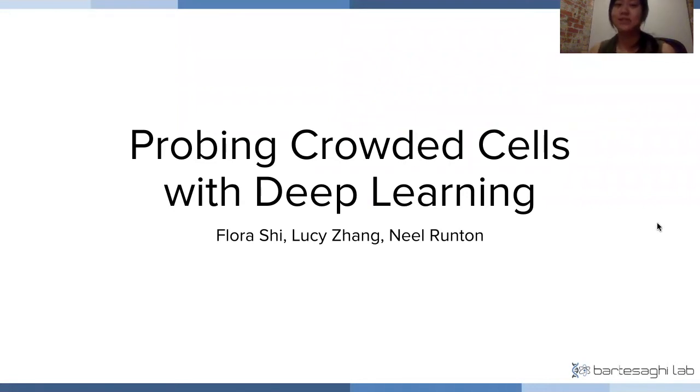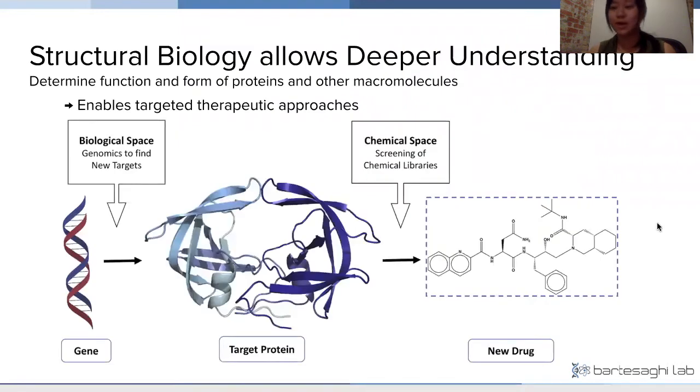This summer, to begin with, structural biology is a field in which biologists are trying to determine the structure and thus function of macromolecules such as proteins and enzymes inside of your body. By doing this, we're able to better understand how they actually function and thus develop targeted therapeutic approaches to, say, target a functional site or to alter the structure so that it doesn't function in the way that it might. As such, there are many different computational and experimental ways to determine this.